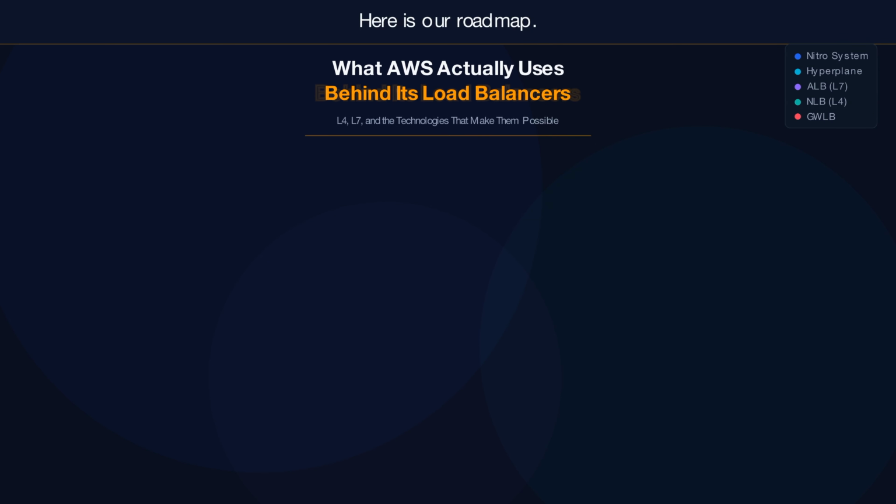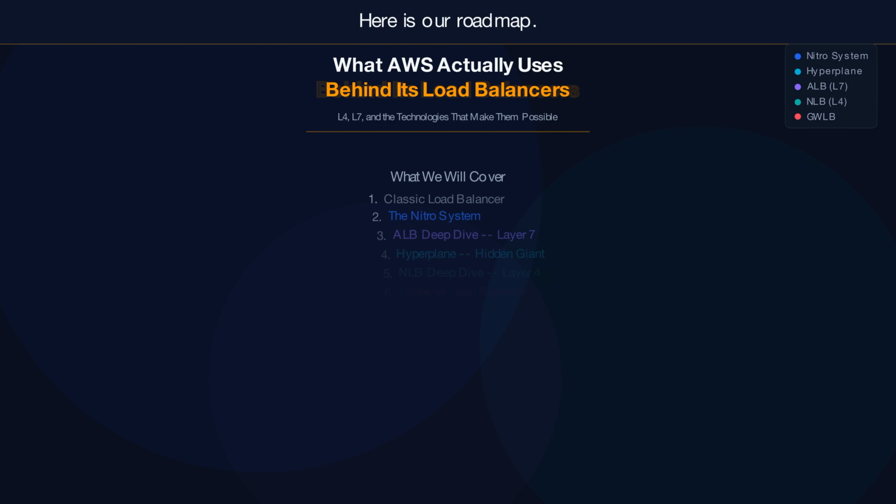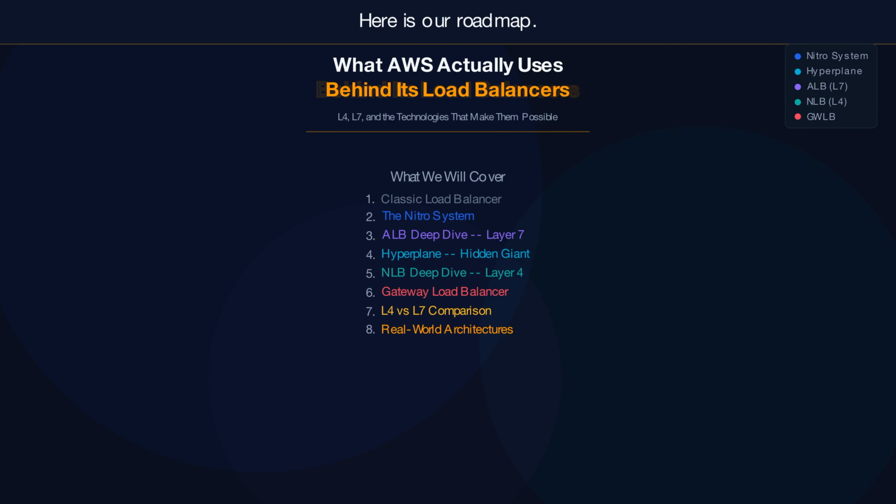Here is our roadmap. We will start with the old world of classic load balancers, then explore the Nitro chip that powers modern ALBs. We will deep dive into how ALB processes Layer 7 traffic, uncover Hyperplane, the hidden giant, dissect NLB at Layer 4, examine Gateway Load Balancer, compare L4 versus L7, and see real-world architecture patterns.